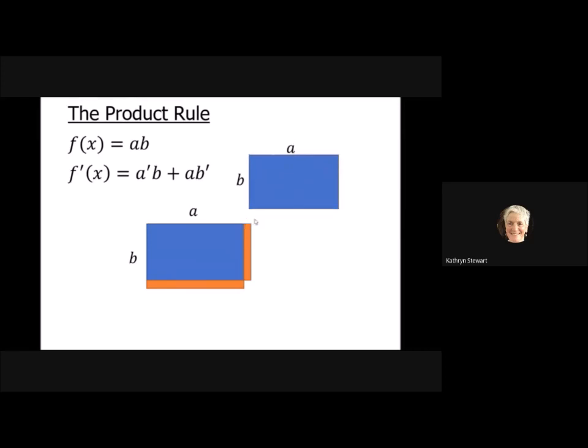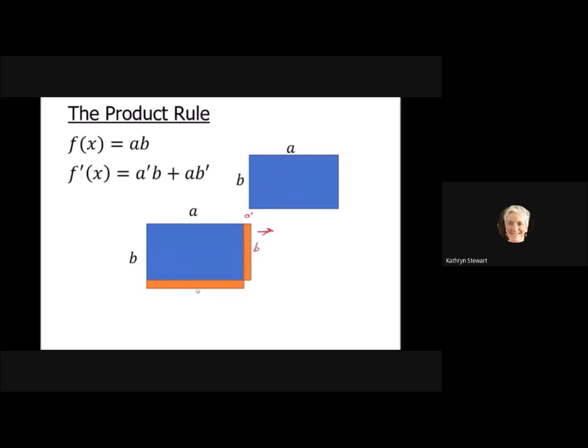So remember, my rectangle is being stretched in the horizontal direction. So I'm representing that with this little sliver right here. This little orange sliver represents the change in area as I stretch it in the horizontal direction. And I'm calling this little slice the change in A, right? A derivative is really just how something is changing. So this is how A is changing times B, right? That's the area of this little orange rectangle.